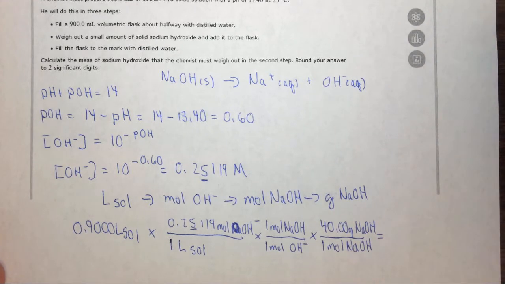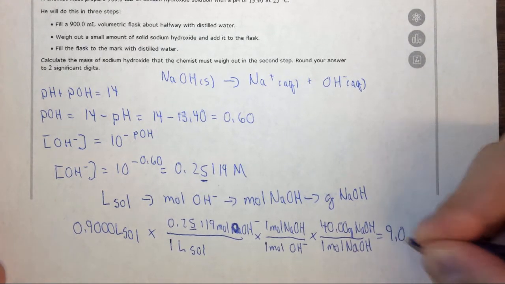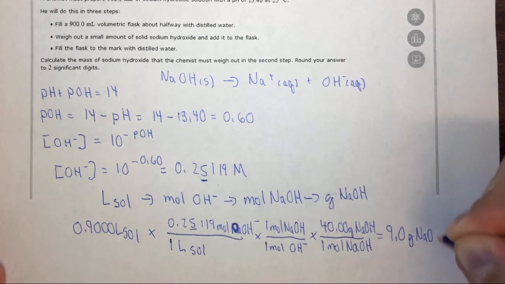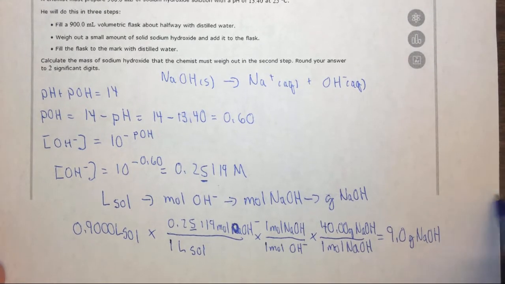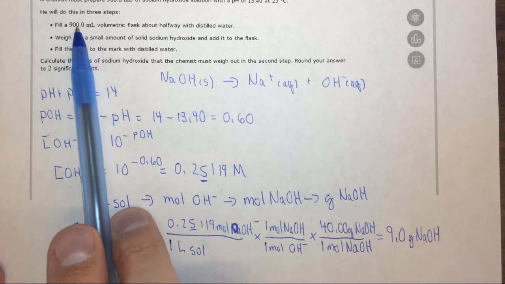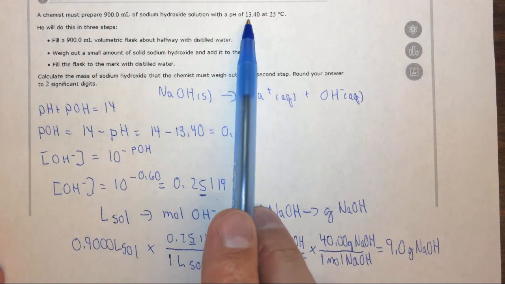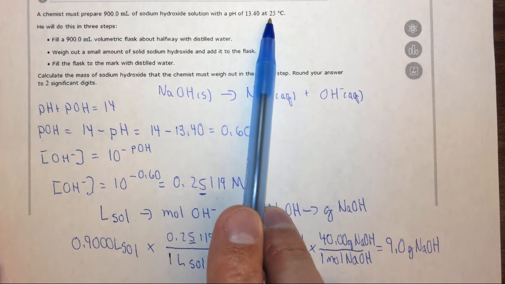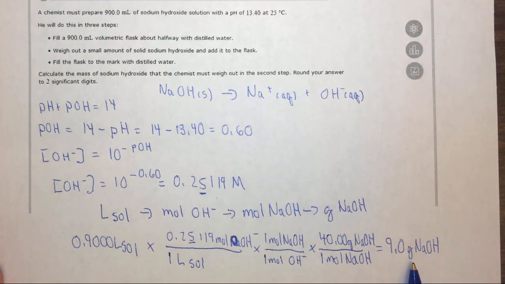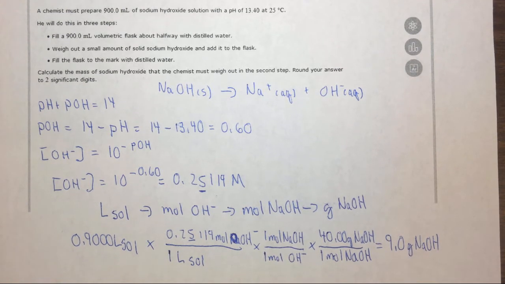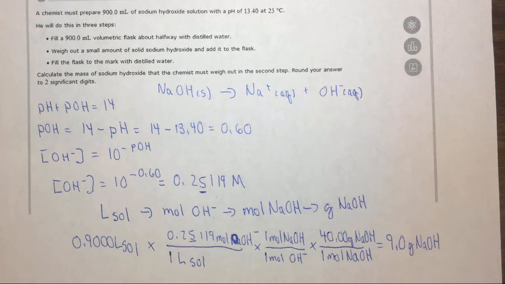And when you do all that math, you get 9.0 grams of NaOH. So in order to make 900 milliliters of a solution with a pH of 13.4, you need to add 9.0 grams of NaOH. This question is quite a lot of work, but this is a logical way of completing that work.